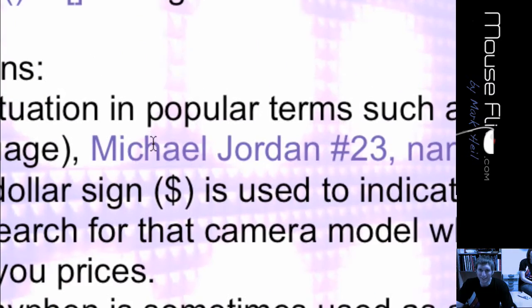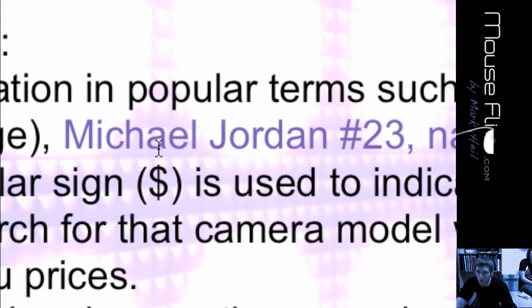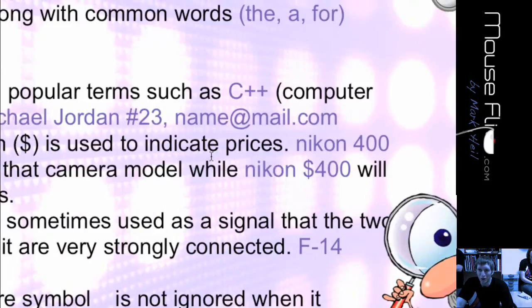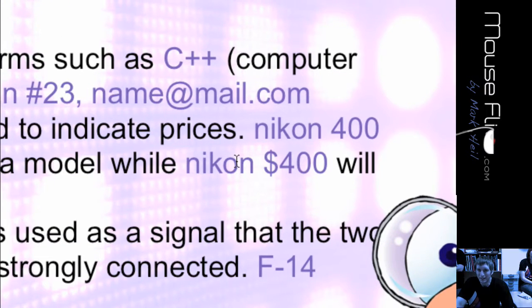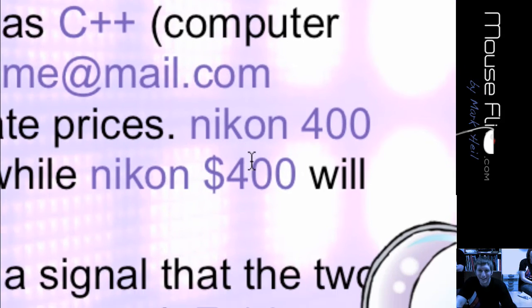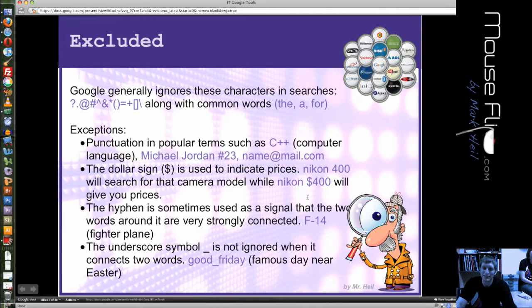Some exceptions. I know Swinger's favorite player is Michael Jordan. You can put number 23 because that's an obvious famous number. Also, like a Nikon camera, if you put in 400, that's a camera that I want to get as an upgrade. But if you put a dollar sign, then it'll know the difference between the model number and its price.